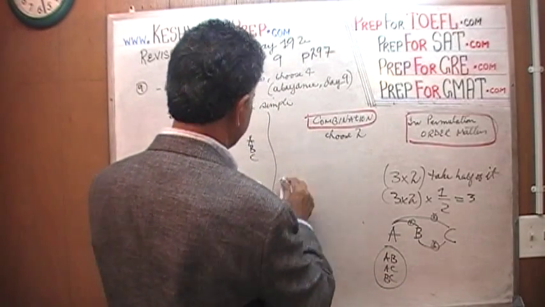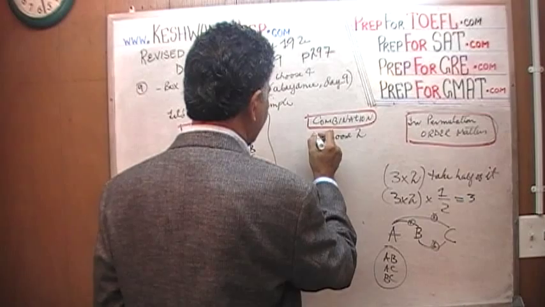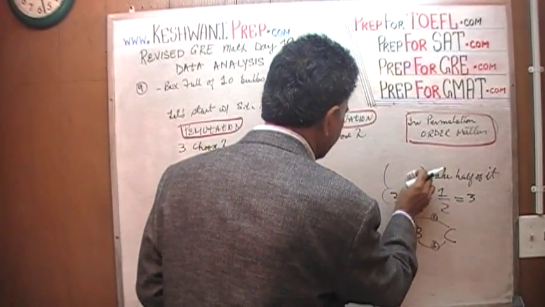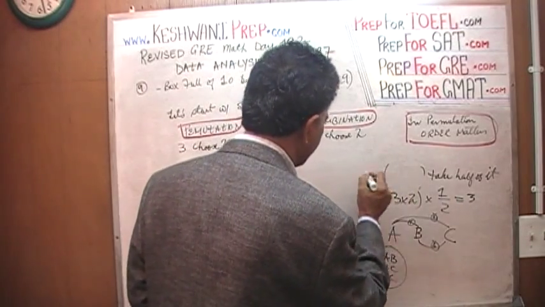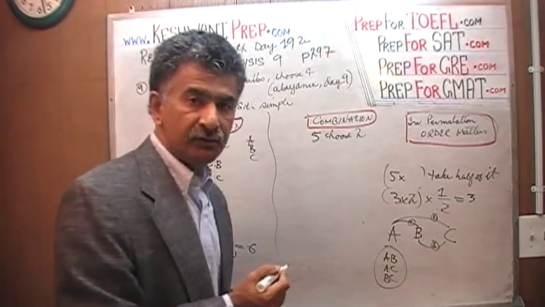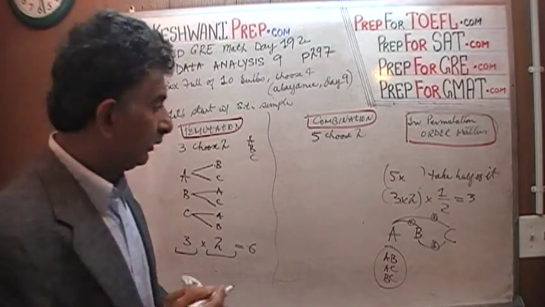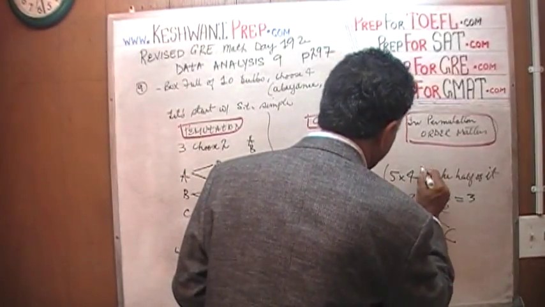What if we had 5 people? 5 choose 2. Well, it will be the same thing. There will be 5 ways to choose the first person. Once we have chosen one person out of 5, how many people are left? There are 4 people left. There will be 4 ways of choosing a second person.